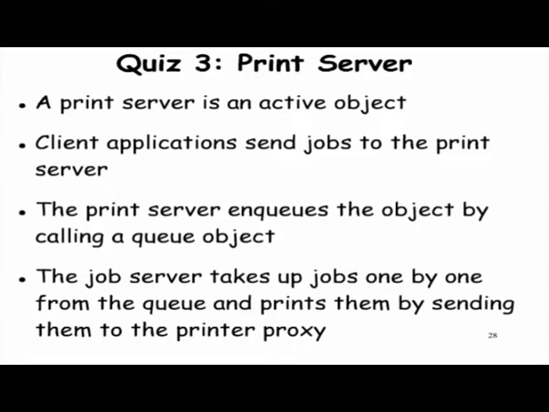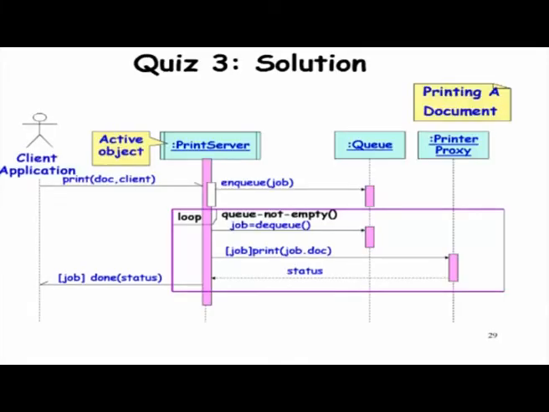And as soon as a print server gets a request to print something, it creates a queue object and enqueues the job on it. The print server takes up jobs one by one from the queue. So, it retrieves a job from the queue and prints it, and as soon as that completes, it takes up the next job. It prints by sending them to the printer proxy. Now, how do we draw the interaction diagram for this, the sequence diagram?